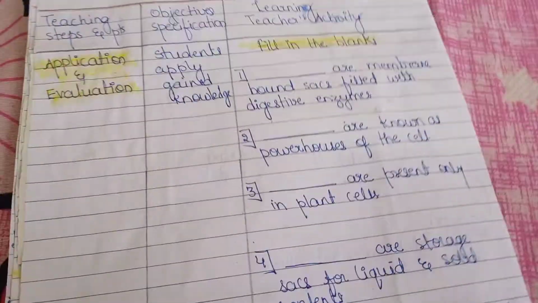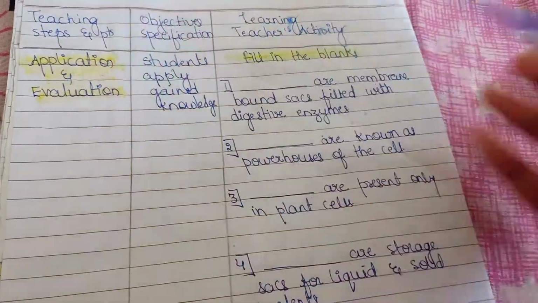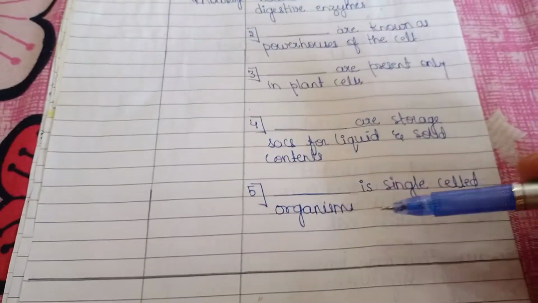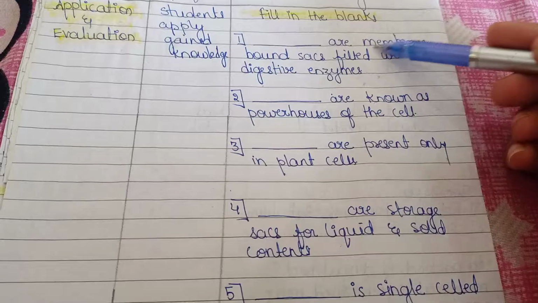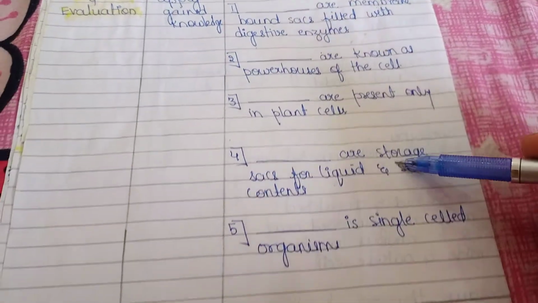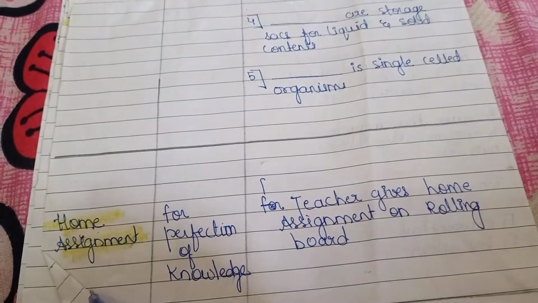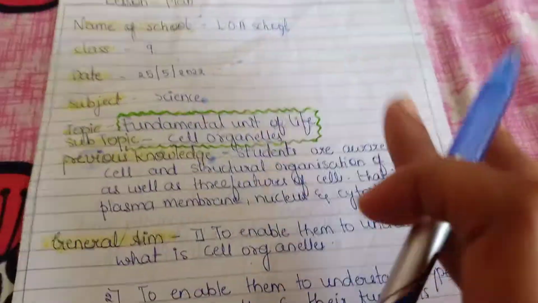Now the last page is application and evaluation. Here I have added fill in the blanks. You can see how many I have added: 5. Last is the home assignment. For perfection of their knowledge, the teacher also has to give a home assignment to students.